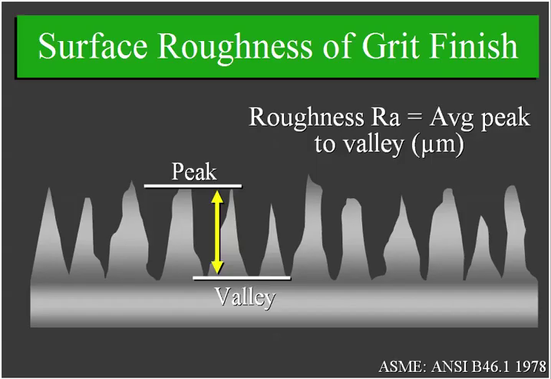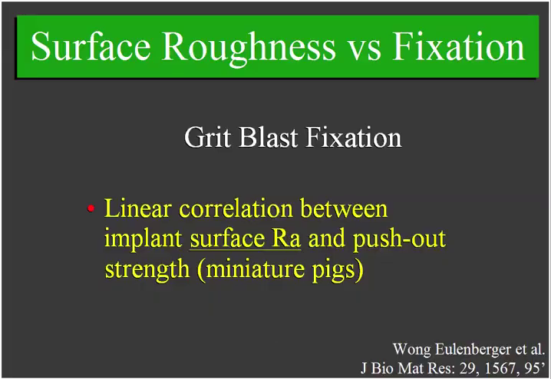The surface roughness is important in grit blast fixation. The definition of surface roughness is the average peak to valley, and that's a good item to know. Studies show that there's a linear correlation between surface roughness and strength. So it's the surface roughness that determines the strength of your fixation in a grit-blasted construct. Okay?